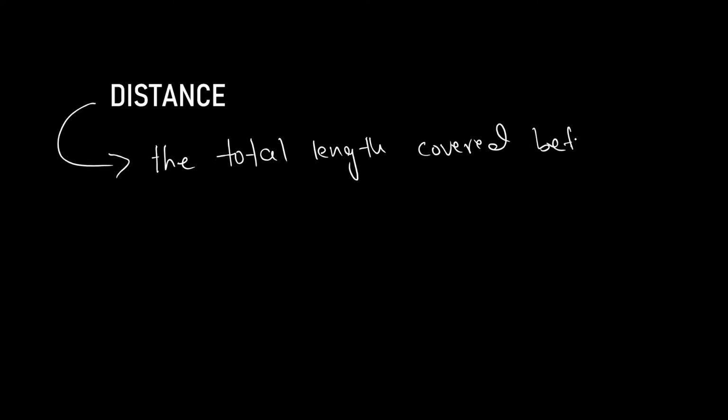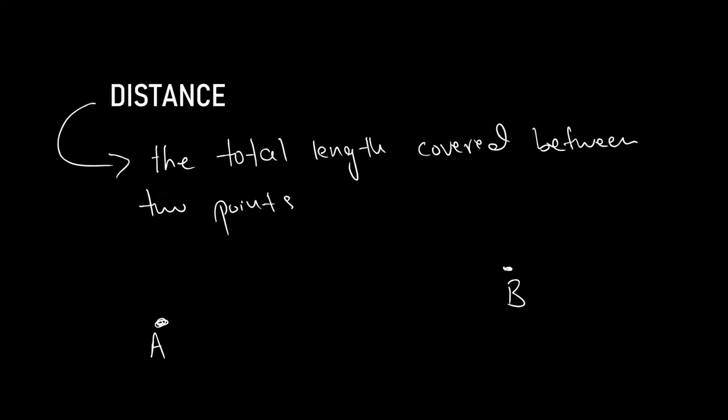So talking about distance, we say that this is the total length covered between 2 points. And to illustrate this, I'll give a very simple example. Let's say this is point A and this is point B. तो ये आपका A जो है वो आपका घर है. And let's say at night you decide to go to some restaurant to eat food, and B is that restaurant.